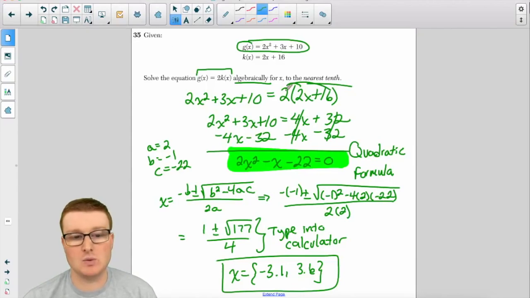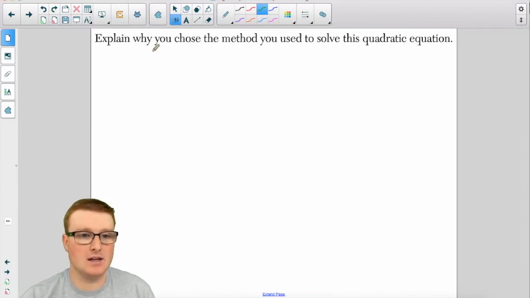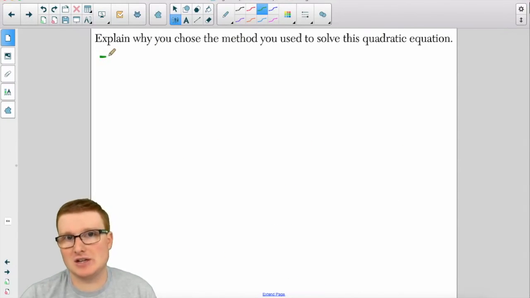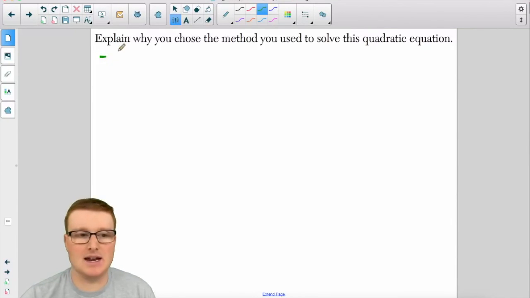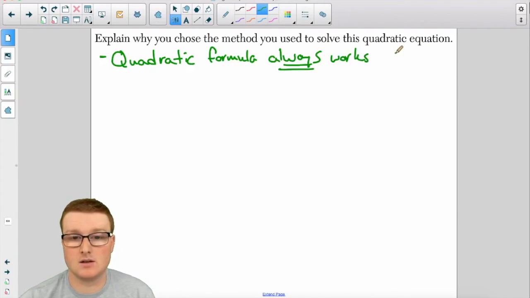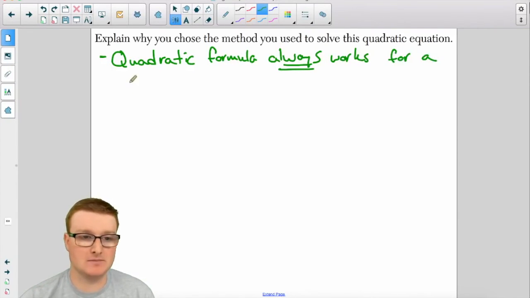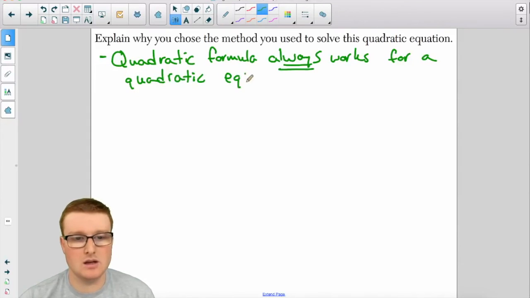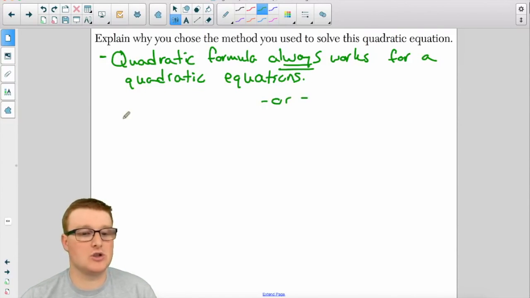Okay, so we used the quadratic formula, right? So there's a really easy answer that you could use, or there's like my complicated answer. So you could say the following. You could say that the quadratic formula always works, literally always works, for a quadratic equation. So that's the easy way. That's the easy explanation. Or you could do the Trevor Clark way.